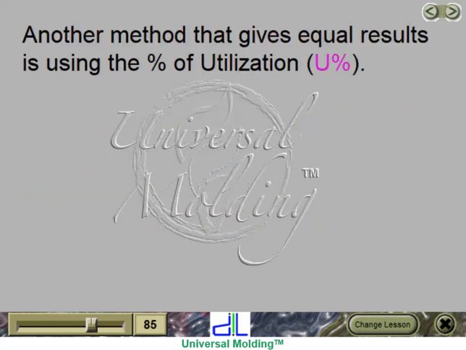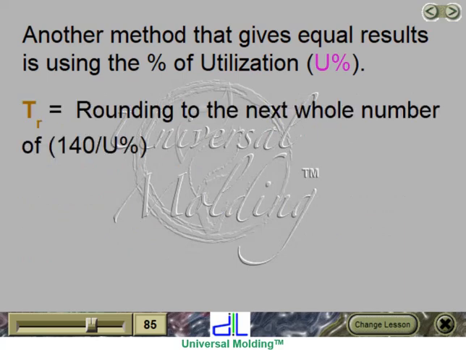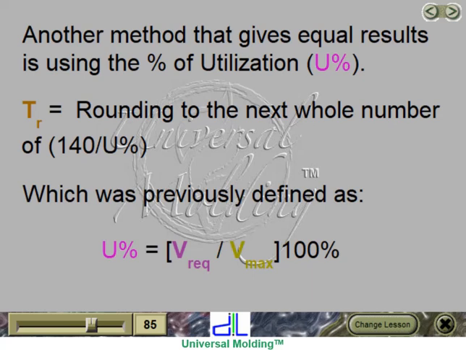Another method that gives equal results is using the percentage of utilization. T sub r equals rounding to the next whole number of 140 divided by the percentage of utilization, which was previously defined as V sub required divided by V max times 100%.